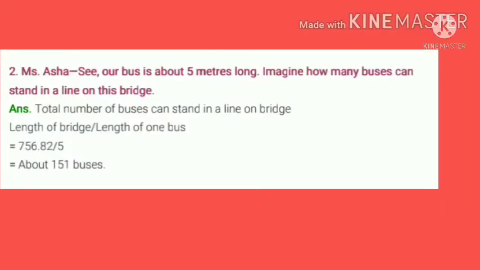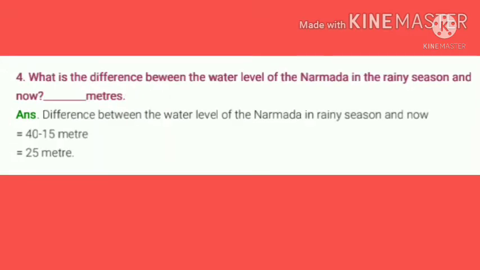So you have to write it in your textbook. It is about 151 buses. And the next question. Now the water level is 40 meters below the bridge. But in rainy season, it is 50 meters below the bridge. So here the question is, what is the difference between the water level of the Narmada in the rainy season and now? So the answer is 40 minus 15 is equal to 25 meter.